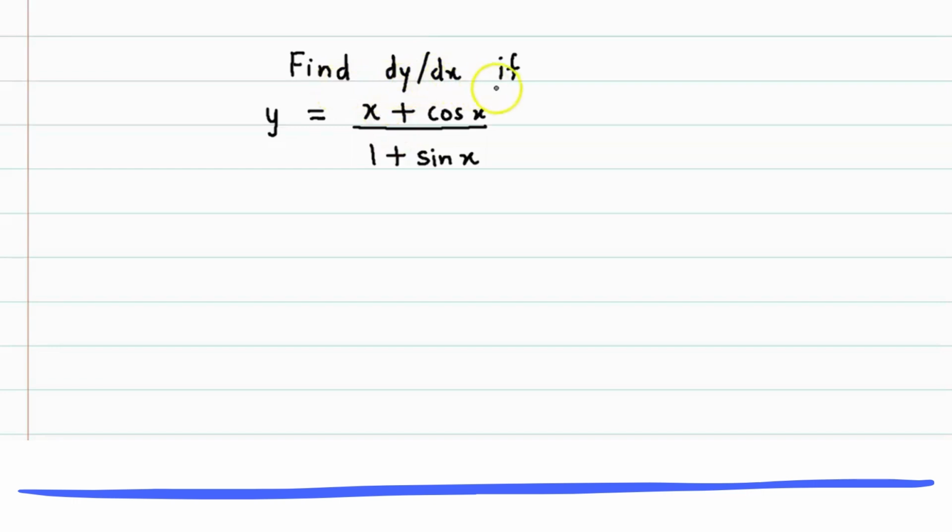Find dy by dx if y is equal to (x plus cos x) upon (1 plus sin x). Now here we'll obtain the derivative applying the quotient rule.